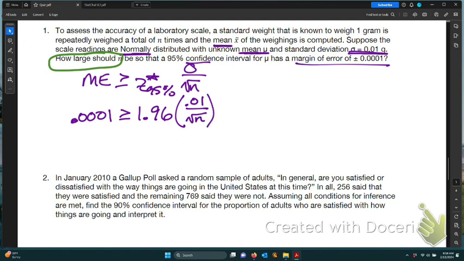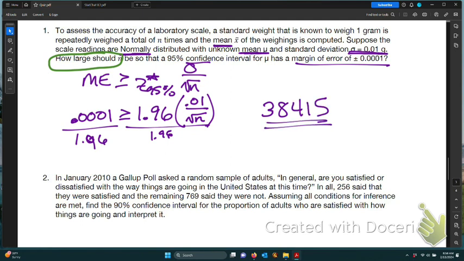And then, yes, ladies and gentlemen, you have to do algebra for this problem. What? You do some algebra. You divide by 1.96 on both sides. Then you have to take 0.01 and divide by that answer. Then you can square both sides, and you end up with a number that is pretty close to 38,415-ish.